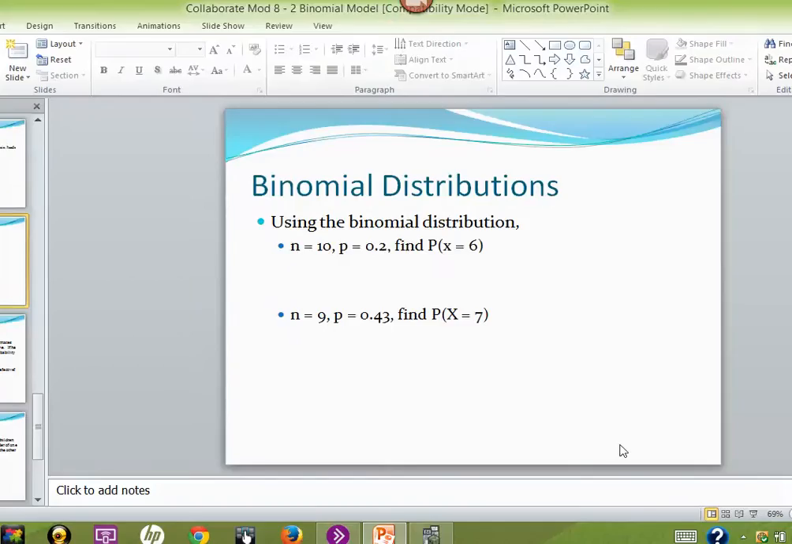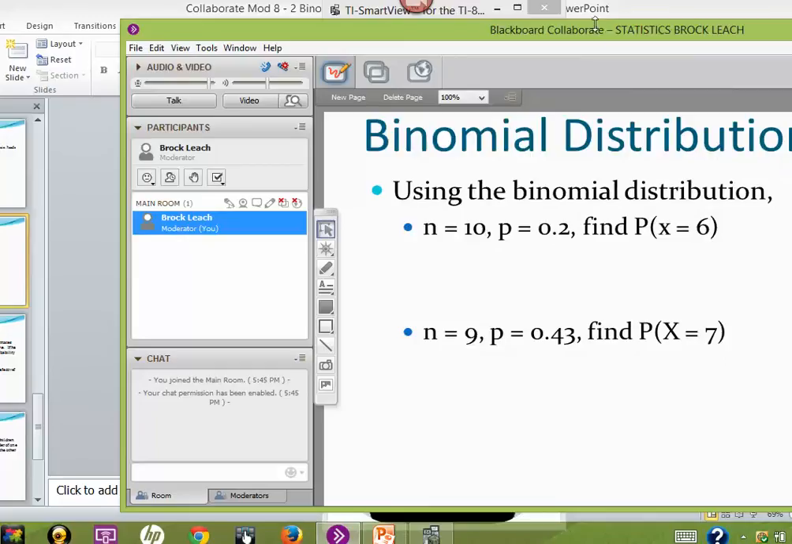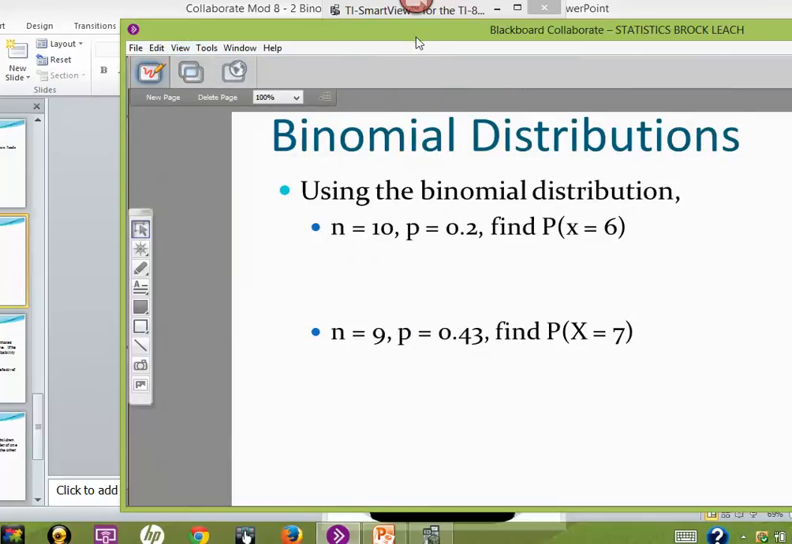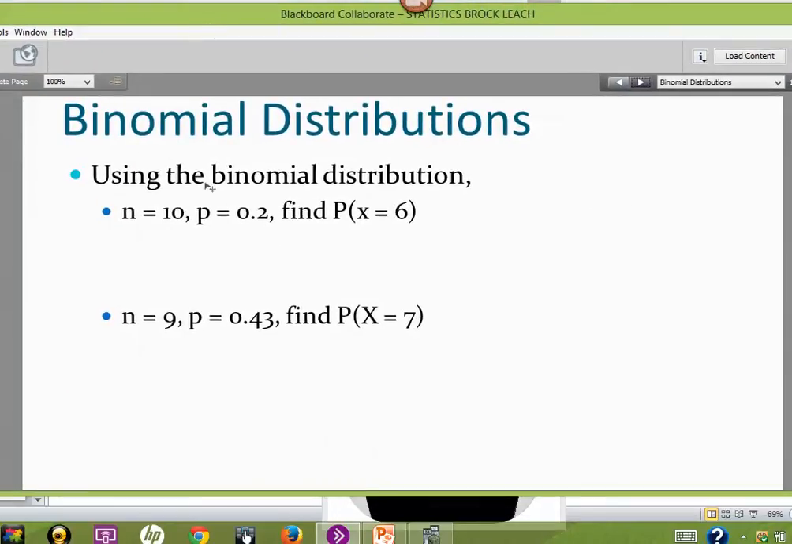Okay. Now what I'm going to do is have you get your calculator out, and I would like for you to calculate this probability. And we're not doing a real world scenario here, we're just giving you the numbers. So using a binomial distribution with 10 trials, probability of 20%.